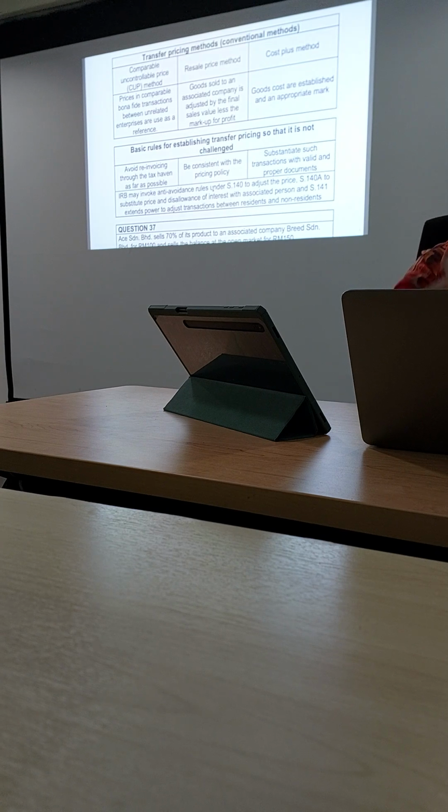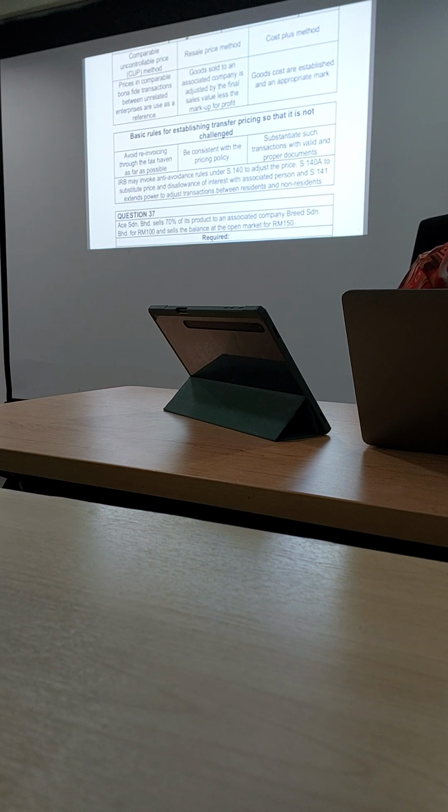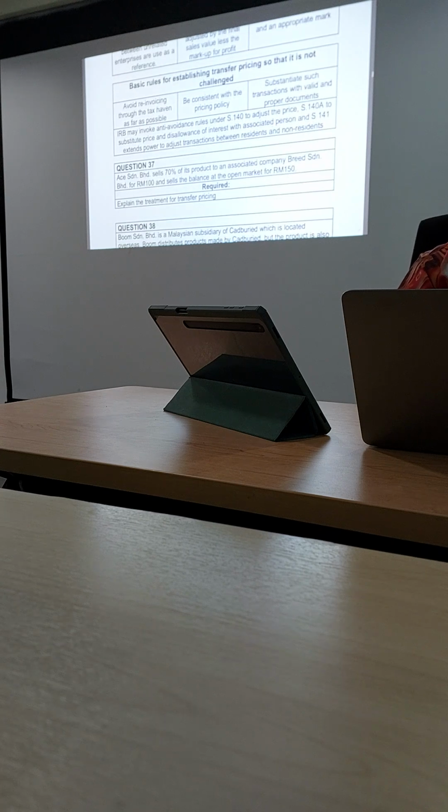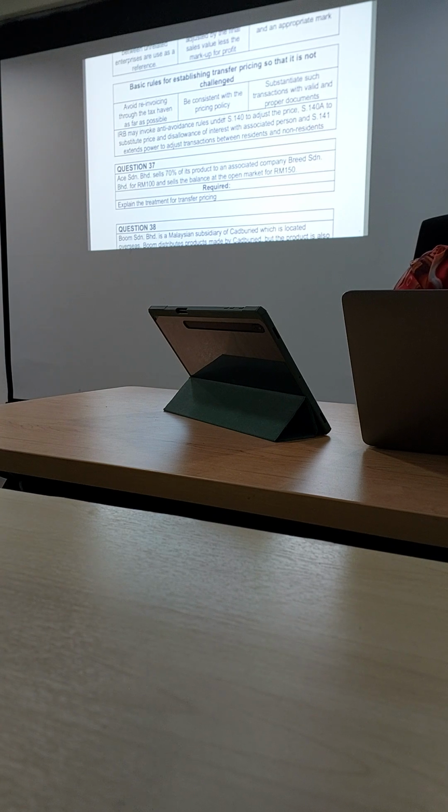Be consistent on pricing. Pricing that keeps going up and down also has problems. Substantiate transactions with valid and proper documents. Every transaction must have documents. The IRB might invoke anti-avoidance rules under section 140, where they can adjust the price. Section 148, they can substitute the price or disallow interest as an associated person, or section 141 extends power to adjust transactions. Don't forget they've added one more, section 140C, which is restrict interest.